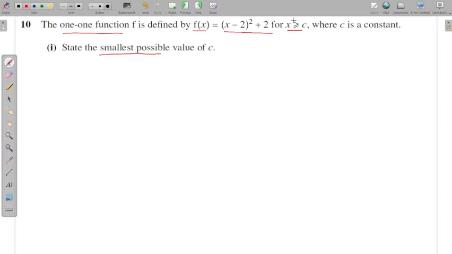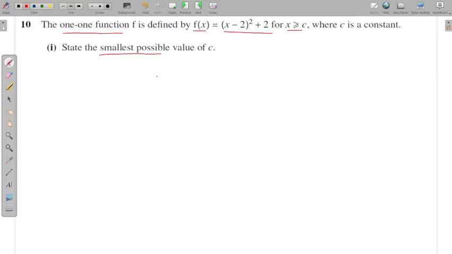So see over here, x can be any value greater than or equal to c, right? And we have a squared term out here. So for any value of x, you will have a positive value out here. Only if the value of x is equal to 2, this squared term will be equal to 0.